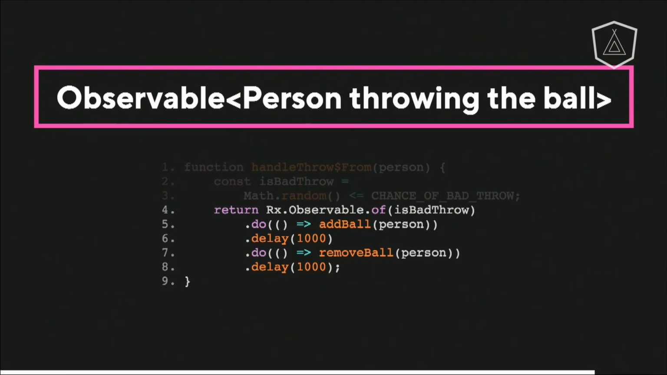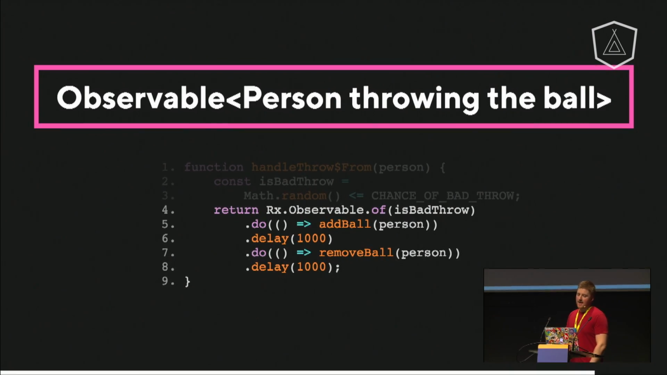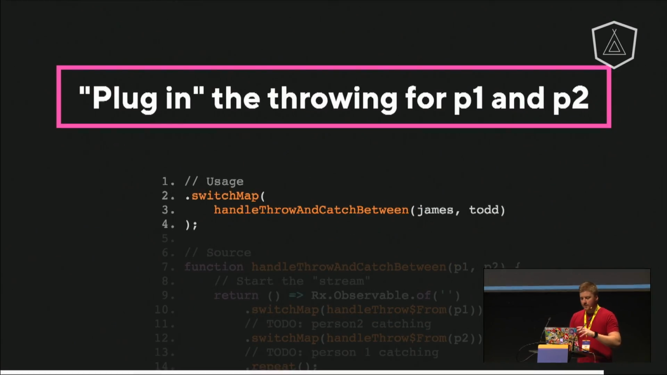We're incorporating the quality of the throw, was it bad, was it good, as a stream. And when that happens, we're going to add the ball to the person that starts with it, delay for 1 second, release the ball, and wait for 1 second while it travels through the air. We've managed to capture, for each given person in this function, exactly how a throw event takes place. Because we've wrapped it in a function like this as well, we can make use of the switch map again to switch based on the logic we've just defined.